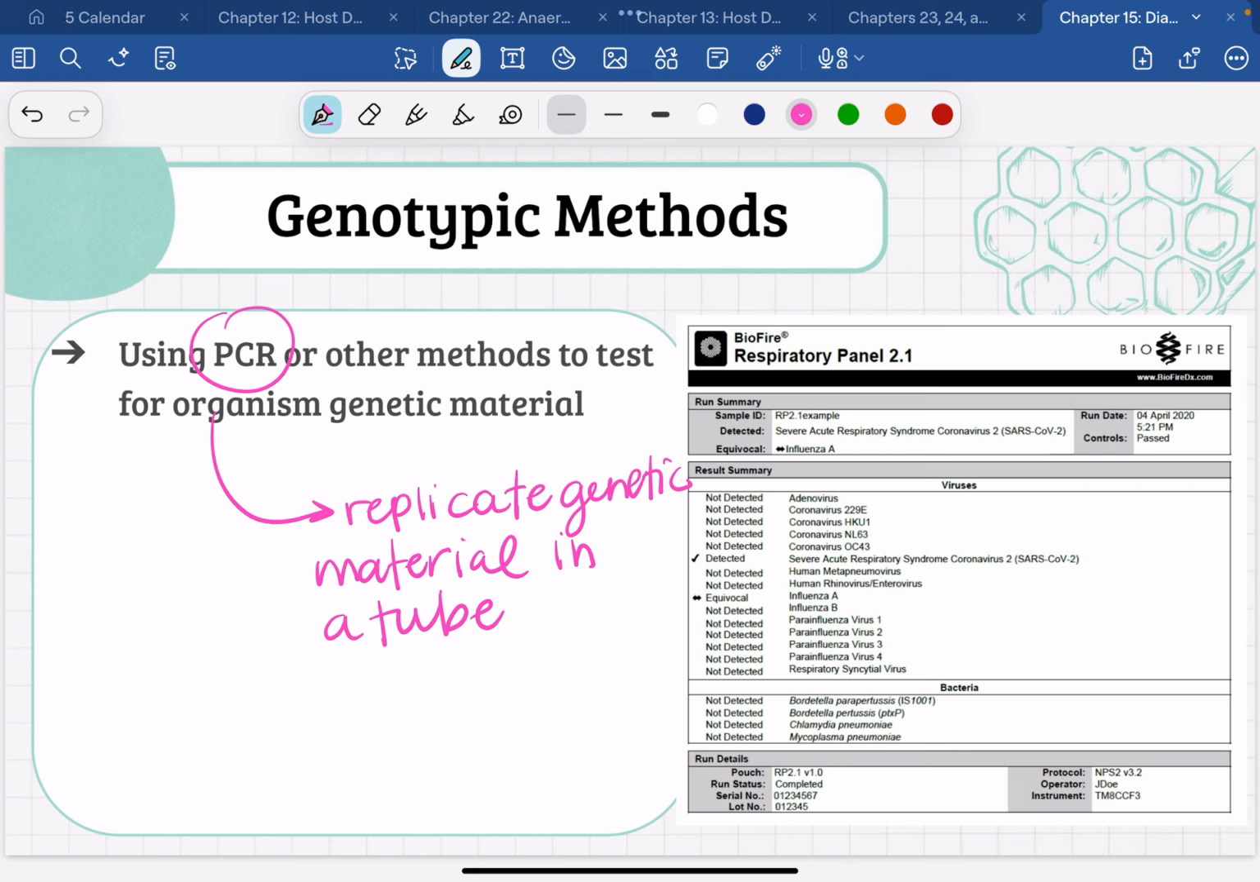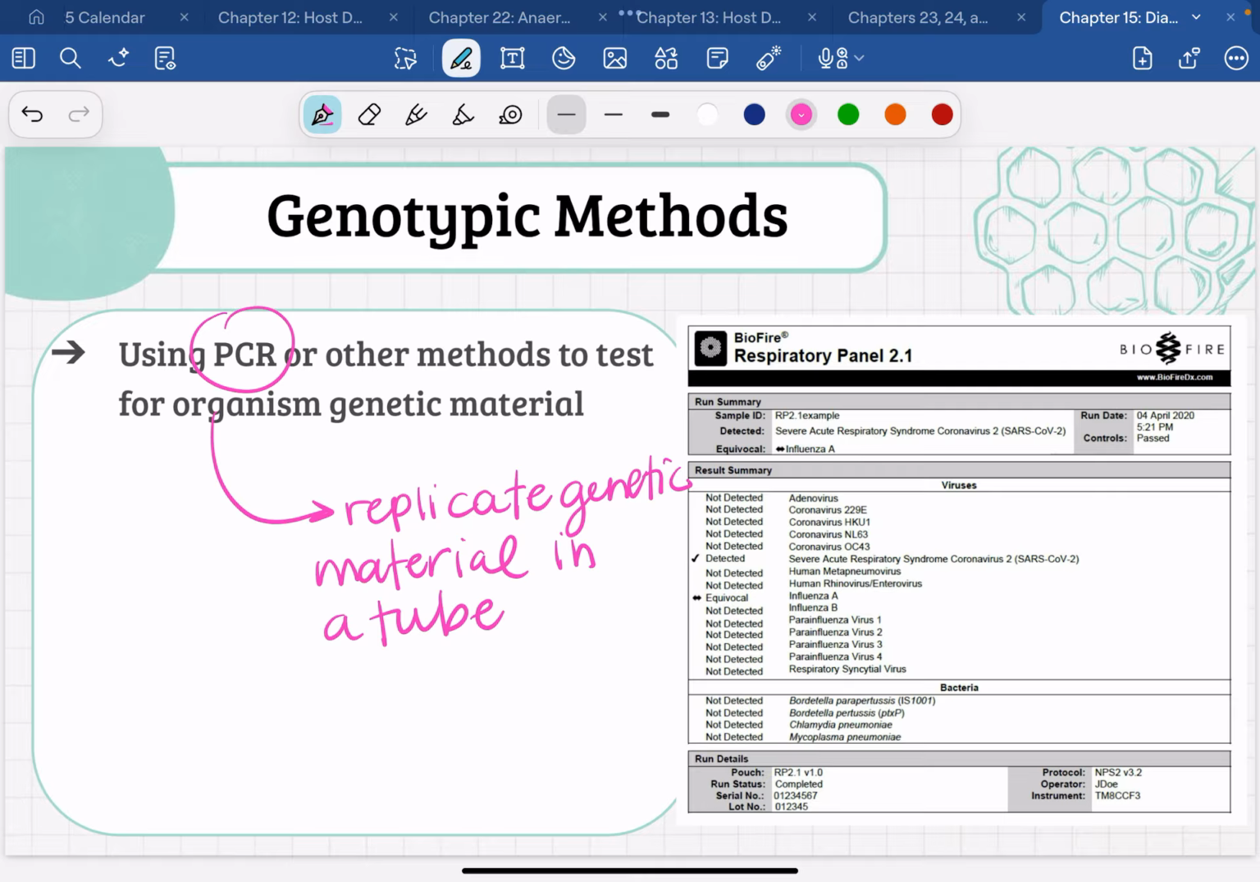And genotypic methods, we kind of touched on this when we talked about PCR at the end of the last section, but genotypic methods are becoming much more popular. The reason that they're becoming so popular is because they are incredibly sensitive and incredibly accurate, and they are very, very fast. So most of these methods take a couple of hours tops. Most of them take like 45 minutes to an hour, and they are more accurate than most of our other tests. They're very quick. The biggest downside is that they are also very, very expensive.